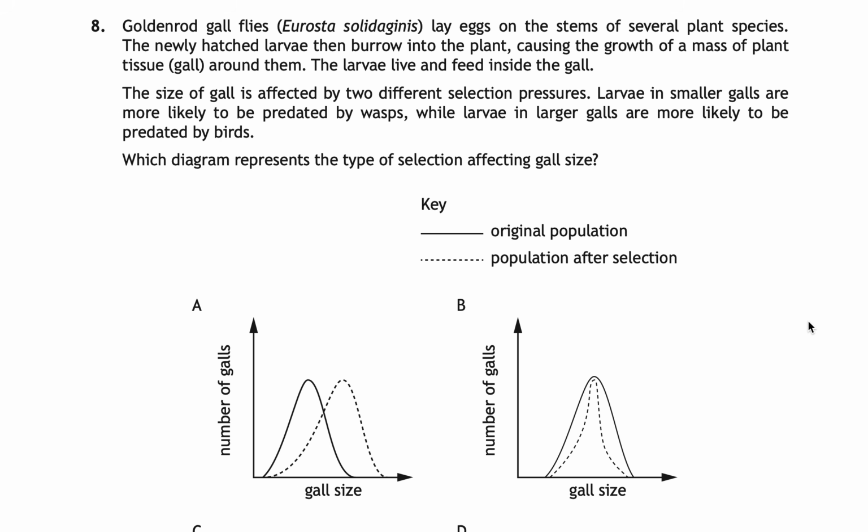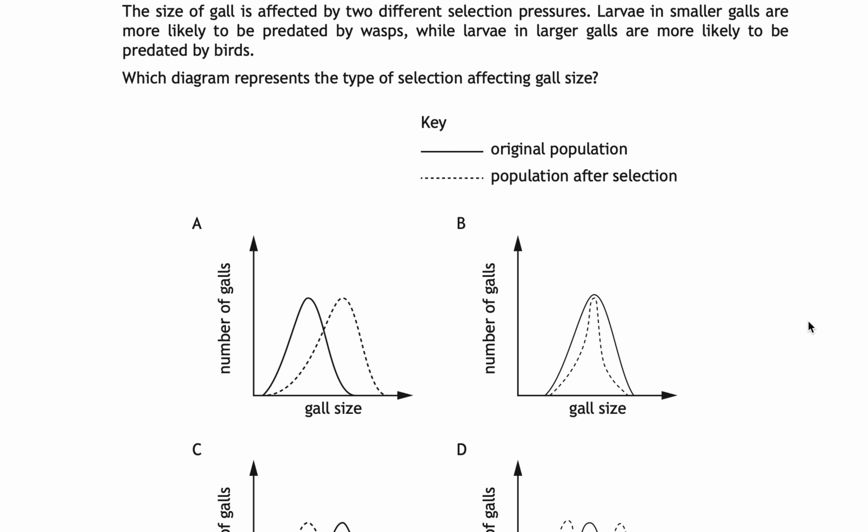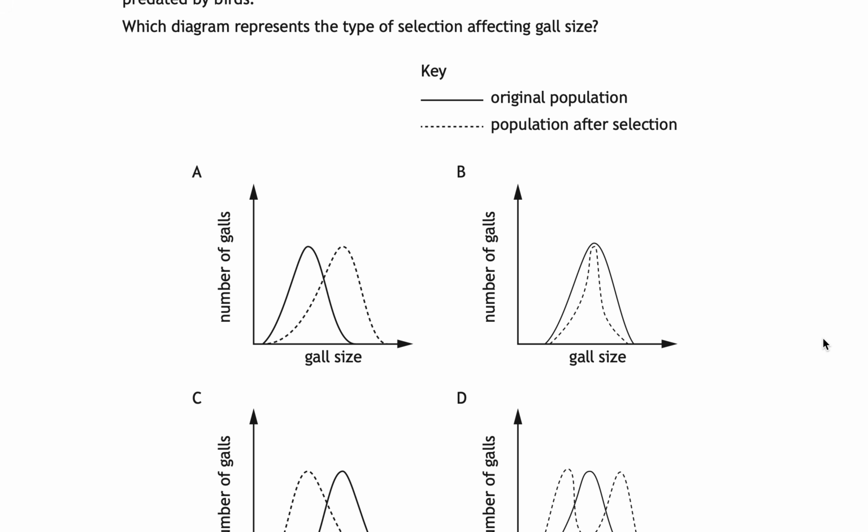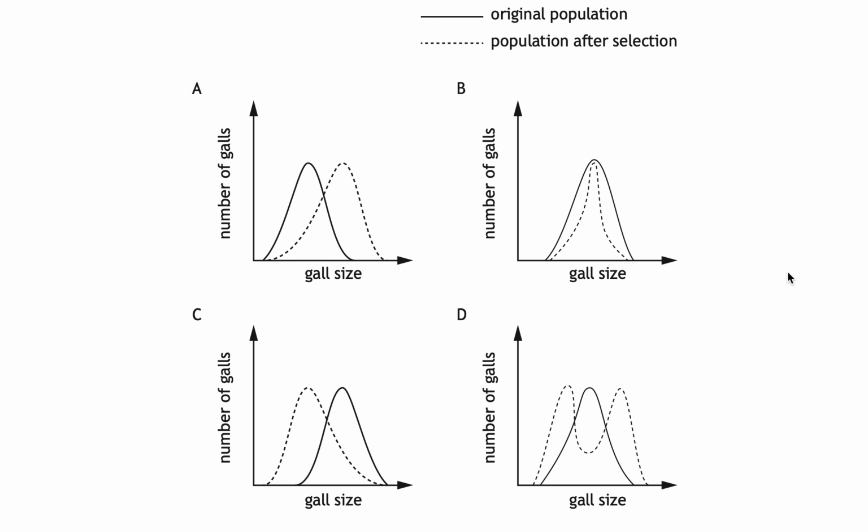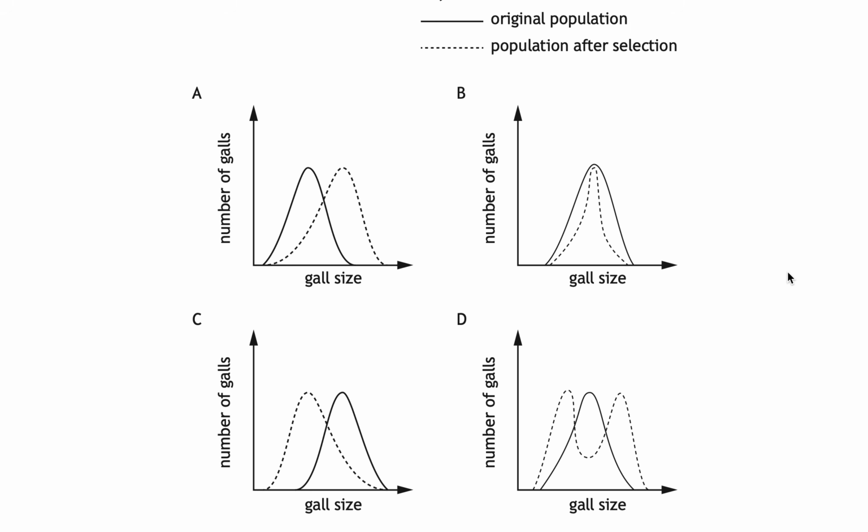And the question here is asking you which diagram represents the type of selection affecting gall size. The key for these diagrams is that the black line is the original population, and the dashed line is the population after selection has taken place. So the correct answer for this question is B. It would be this diagram here.